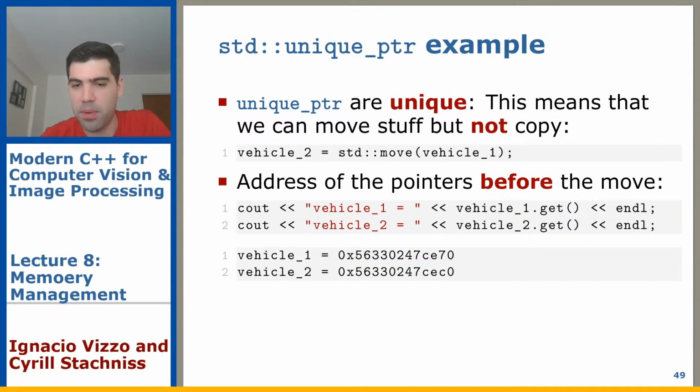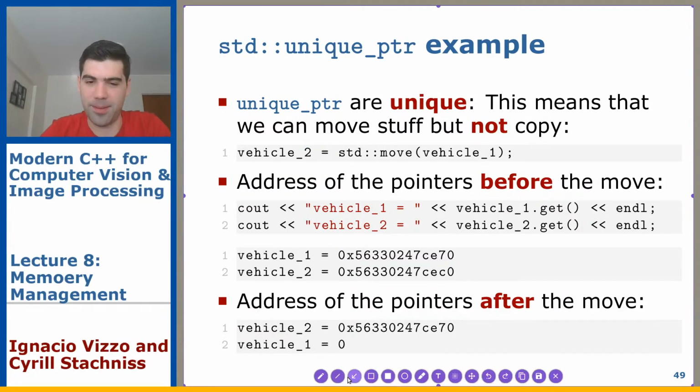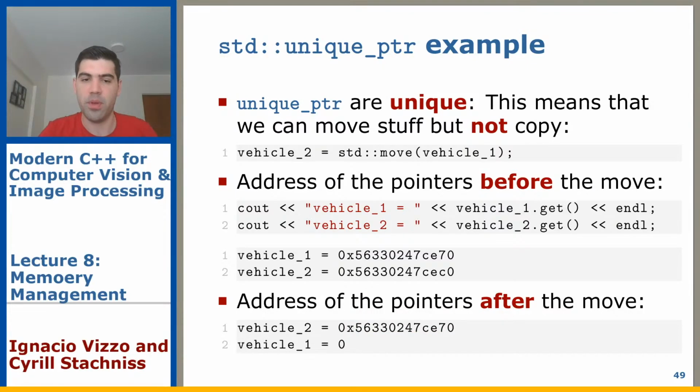And then this is an example of the address of the pointers before the move. Again, you can try it. There is source code for these examples. Just try it. So before the move, both pointers had some address, so 70 and C0, and after the move, now vehicle2 is uniquely pointing to this memory address, and then vehicle1 is 0. So vehicle1 was freed because now vehicle2 took ownership of this pointer.